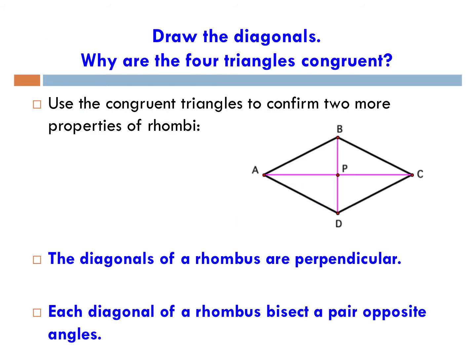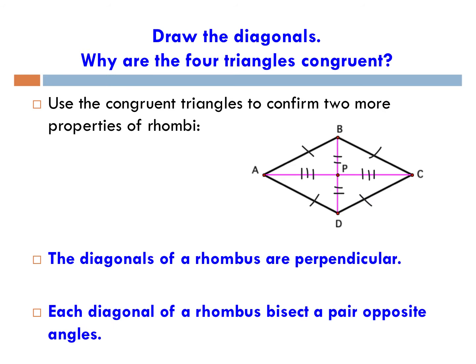The title here says draw the diagonals, so they're drawn in here in pink. What are the four congruent triangles? So we know that the four sides are congruent. We know that because this is a parallelogram, the diagonals bisect each other. So BD gets bisected, it gets split in half by AC, and then AC gets split in half by BD.